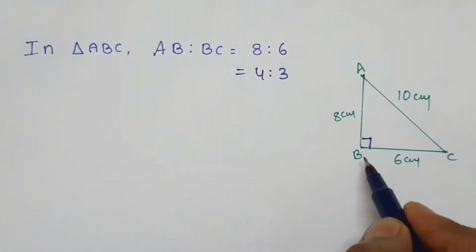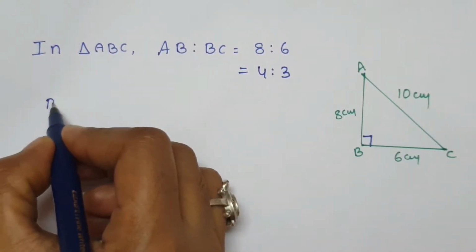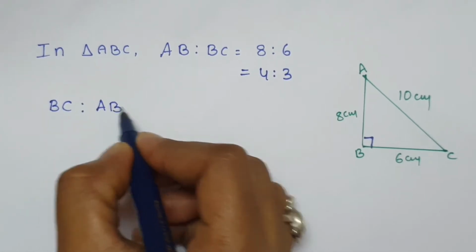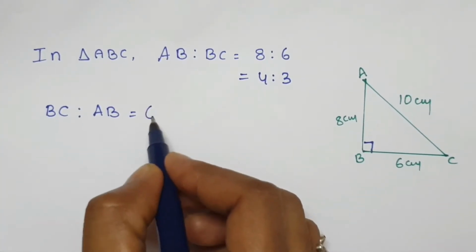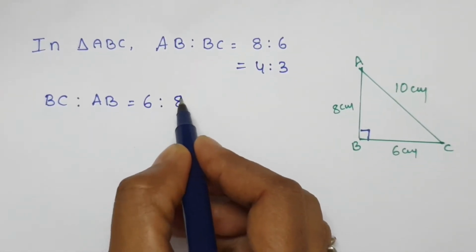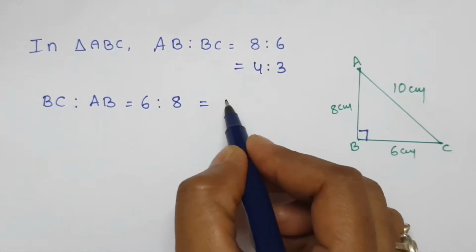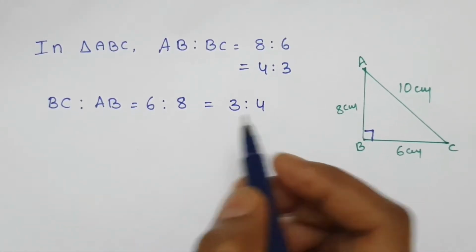Like another side, BC is to AB. Now we can take BC is to AB. Means reverse take. BC means 6, 6 is to 8. Again 2 table cancellation. 2 3s, 2 4s. 3 is to 4. This is one of the ratios.